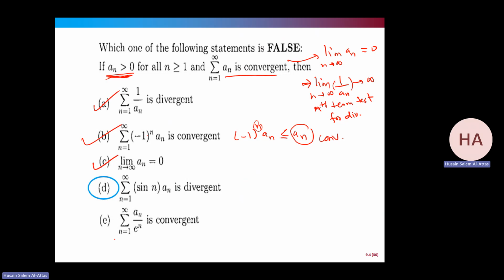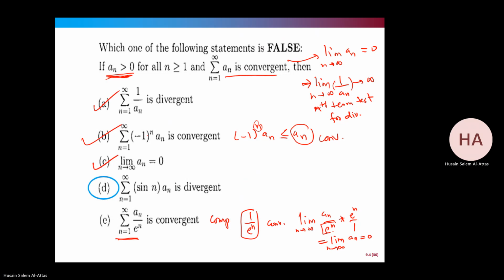this one. I will compare it with 1 over e to the power n, which converges. Do the limit comparison test. I have an over e to the power n times e^n over 1. That will be the limit of an as n goes to infinity, and that is 0. And this one, I know it's a convergent series. So for sure this one is convergent.